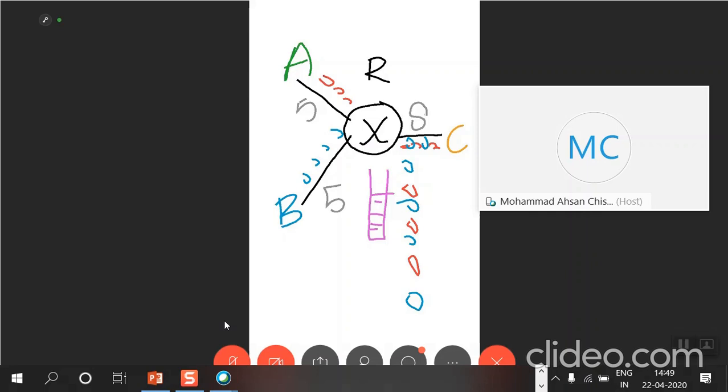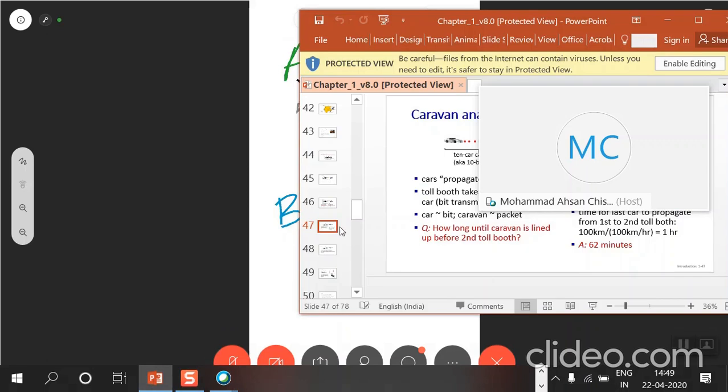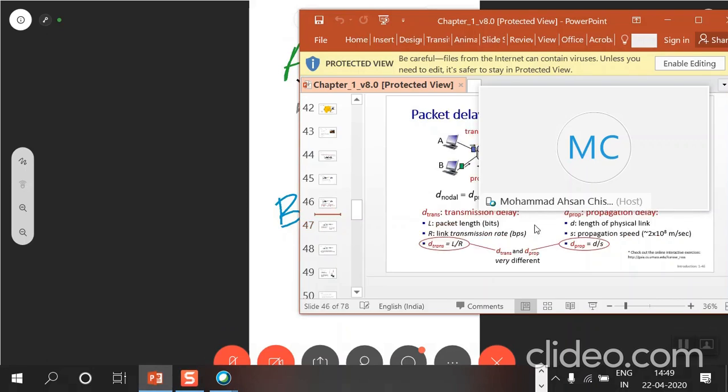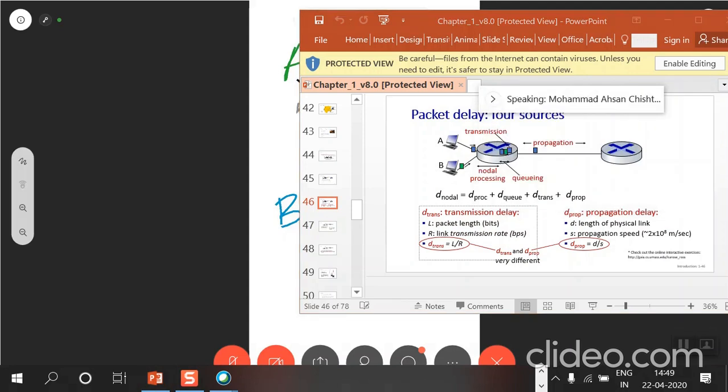Now, another point that we come across here is mentioned in some slide. I'll go back to slide number 46. Can you go back to slide number 46? Yeah. If you see there, it mentions how much would be the total delay that a packet has suffered.